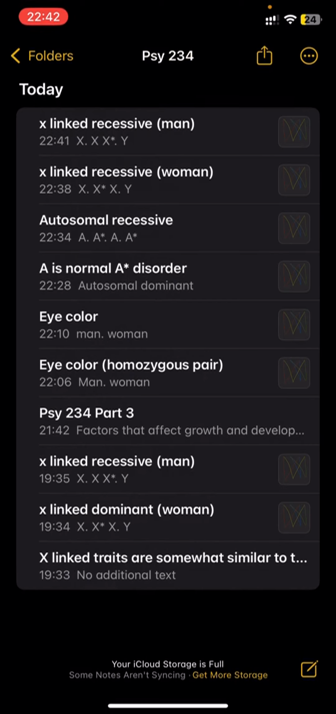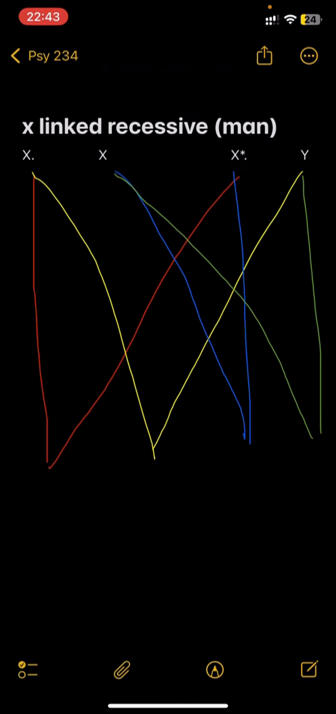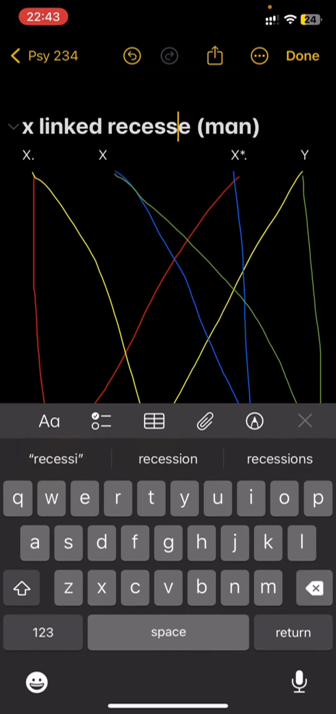So X-linked dominant, where are you? No, that's woman. The X-linked. Oh my God, did I not? X-linked recessive man. How many X-linked recessive man? So I'm guessing this is dominant.